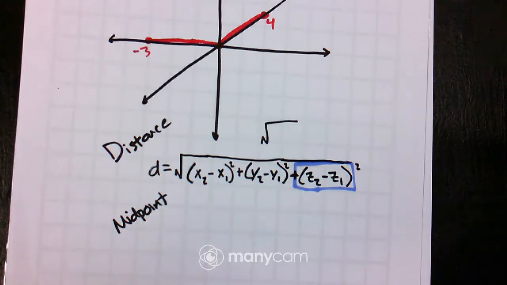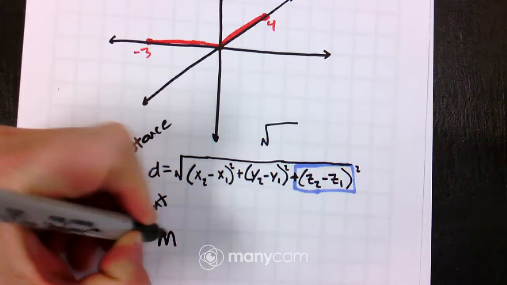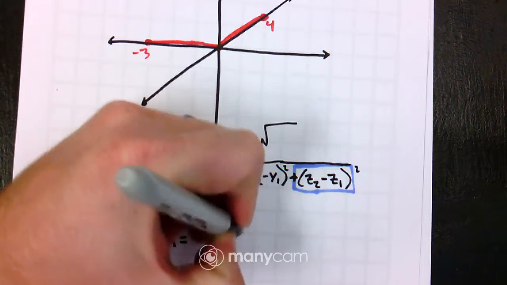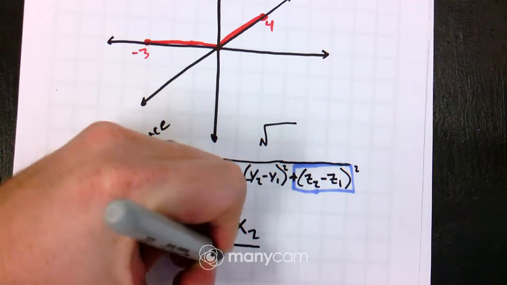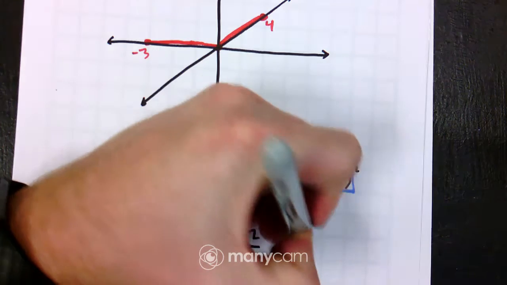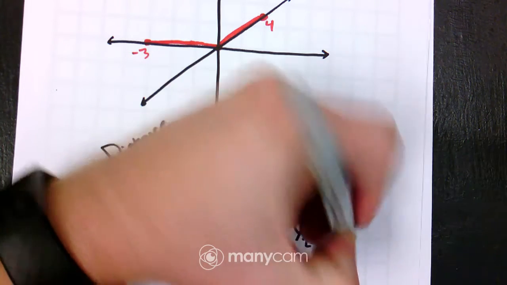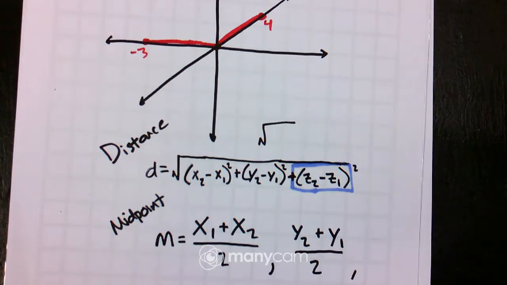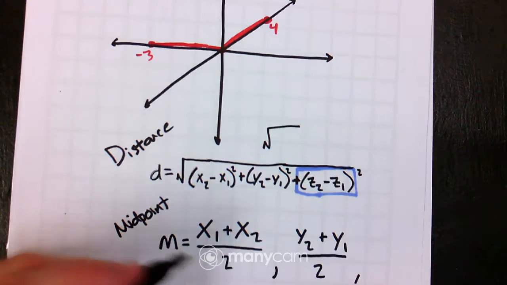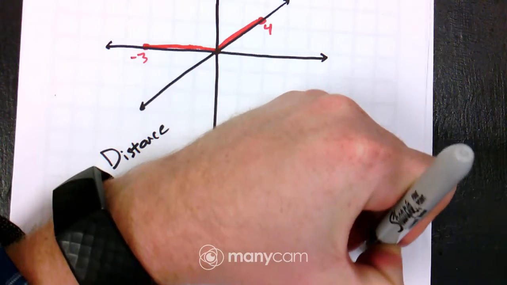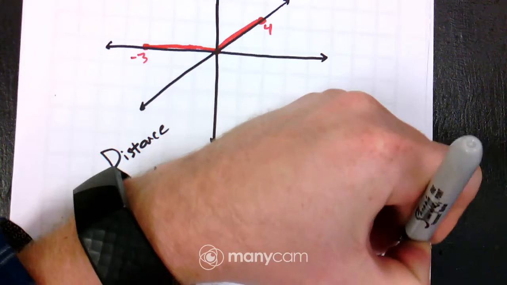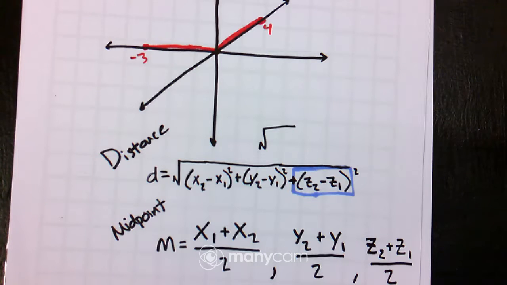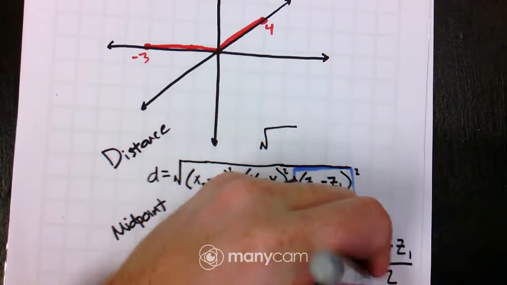I'll try to write this next one bigger, okay? So midpoint, who remembers midpoint? I do. What is it? X1 plus X2 divided by 2, comma, Y1 plus Y2 divided by 2, comma, Z1 plus Z2 divided by 2. Yes, so that's how I get my x, y. So my third point is just going to be the same thing, z1 plus z2, sorry, not squared. Okay, this is my new addition.